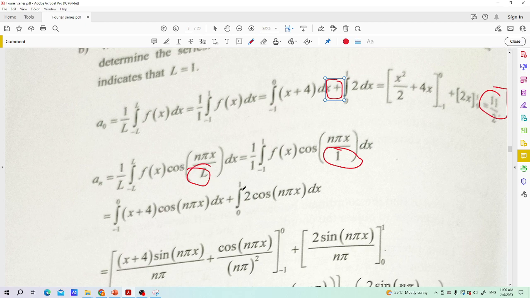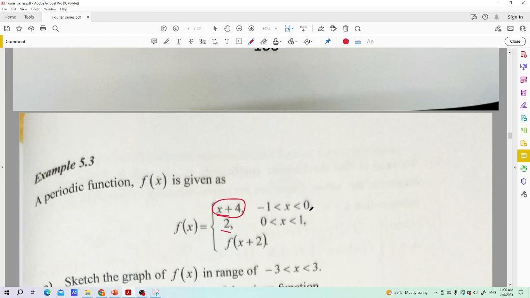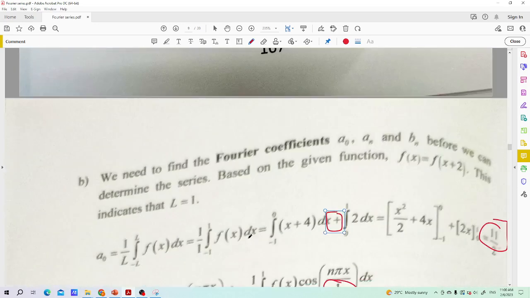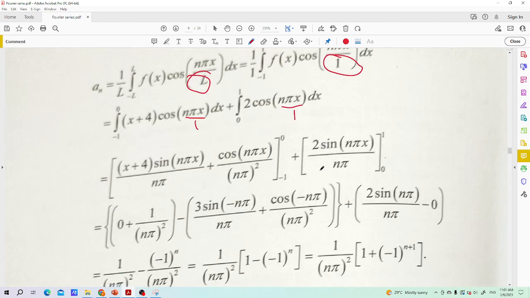This is 1 over L, so what is our L? 0 minus minus 1. So we have 1. So here you should put L equals to 1. Alright. Because this range is 0 minus minus 1, which is 1, and this is 1 minus 0, so also 1 here. Alright.